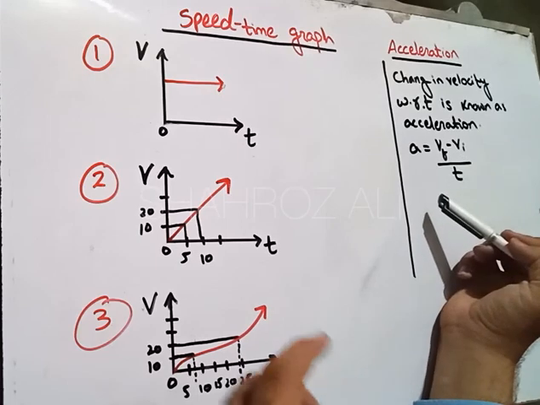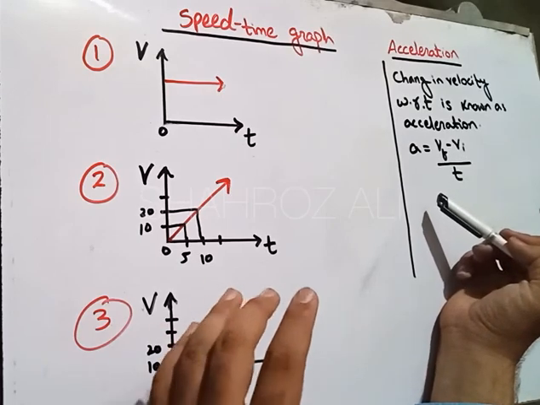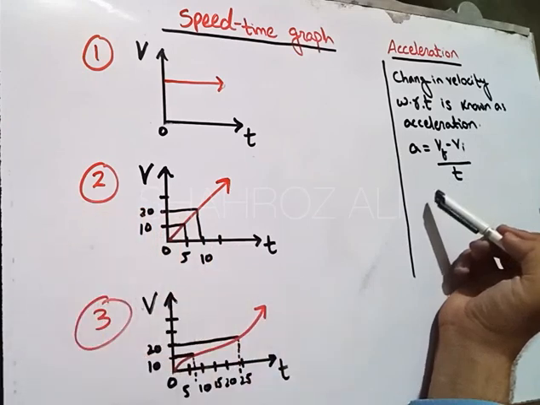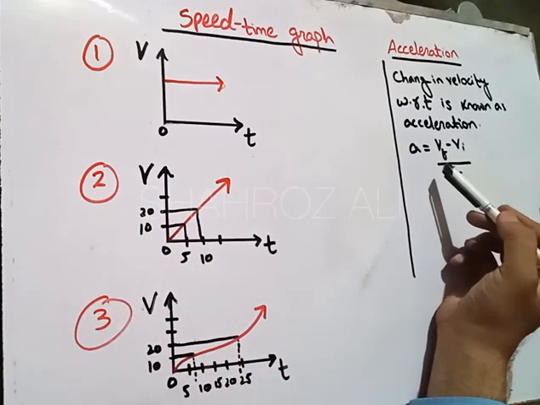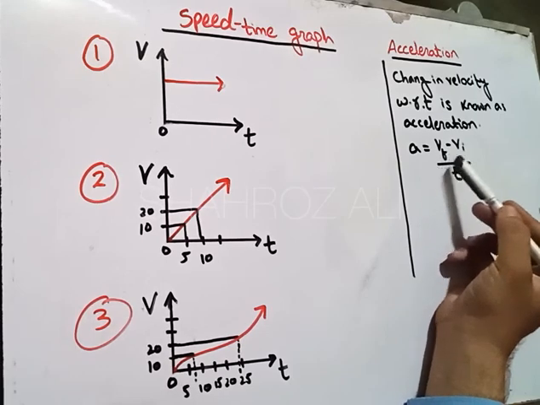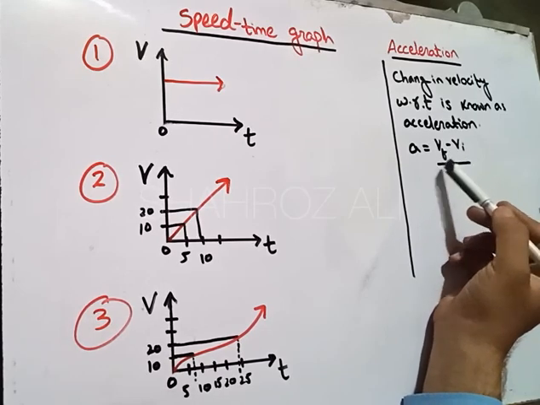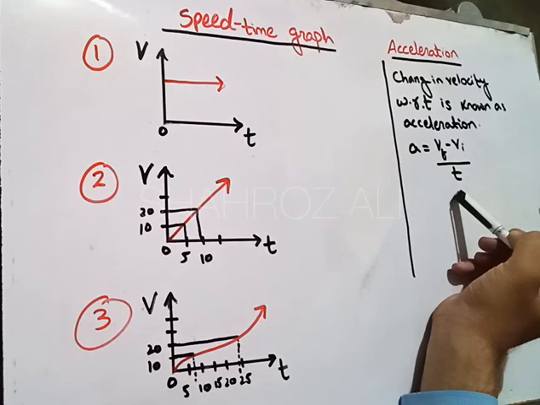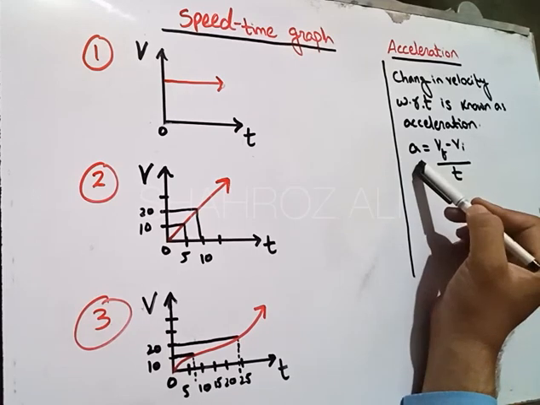It can be either negative or positive. We will discuss it later on. Final velocity minus initial velocity, we will simply call it change in velocity with respect to the time, known as acceleration.